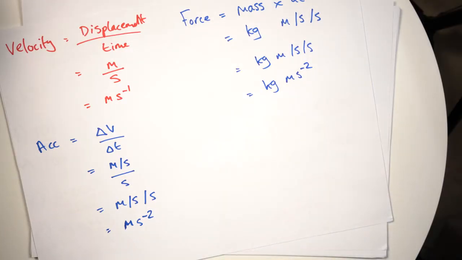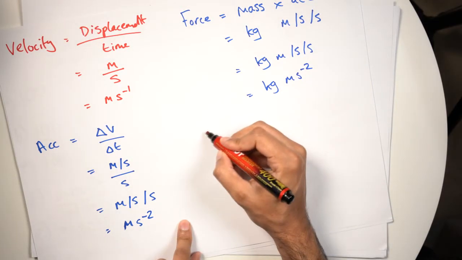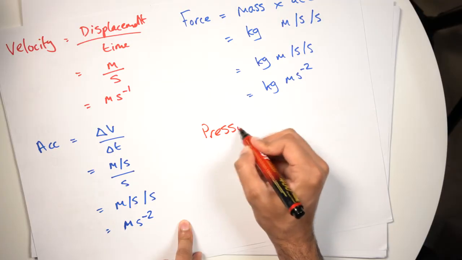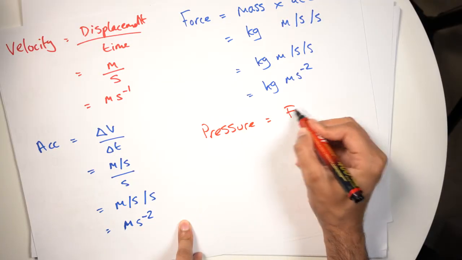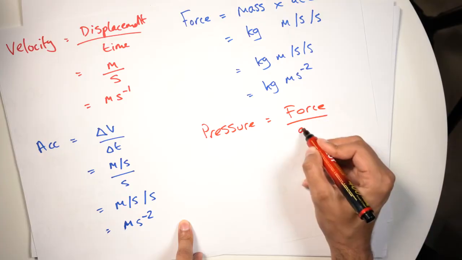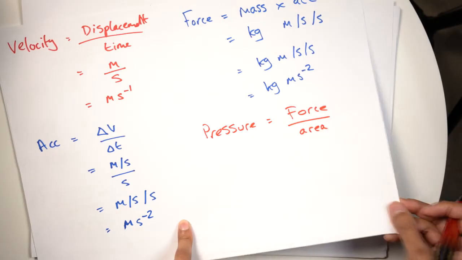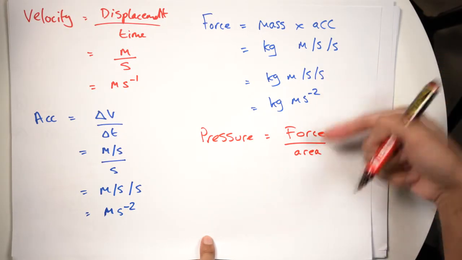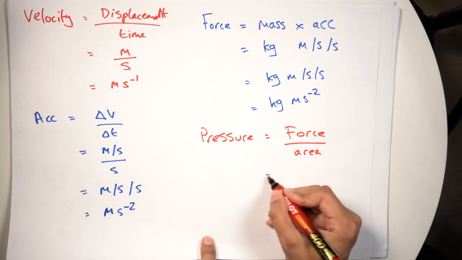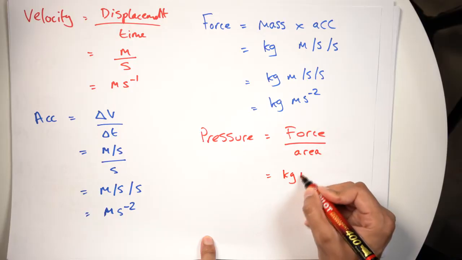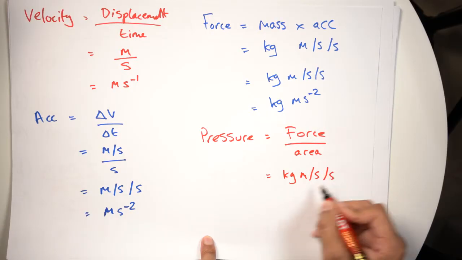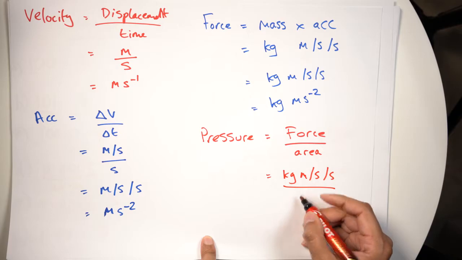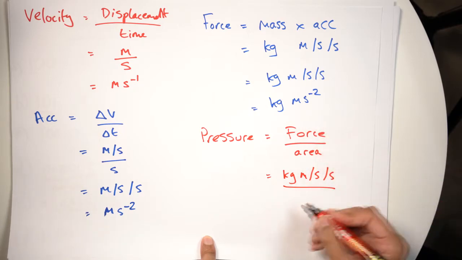Let's use a different pen. And pressure is force divided by area. Now we've got 2 possible ways we can write the force one down. I like to use that one if I'm working this out. So you've got kilograms meters per second per second divided by area, which is meters squared.